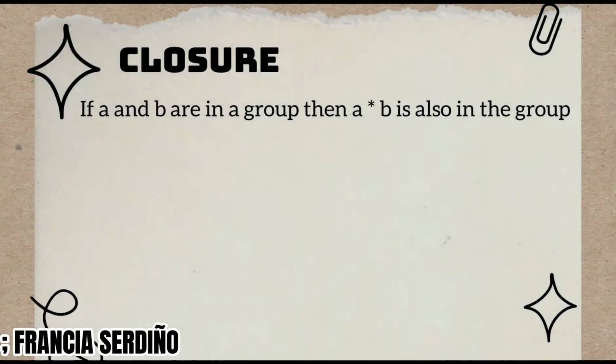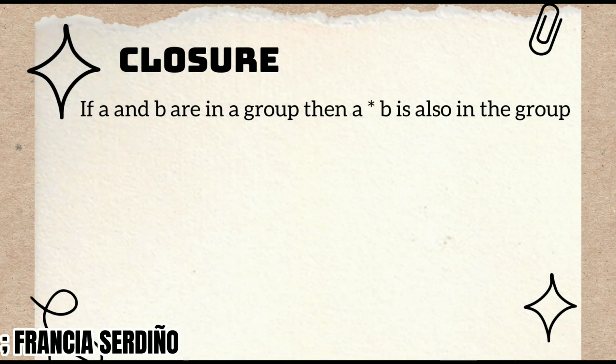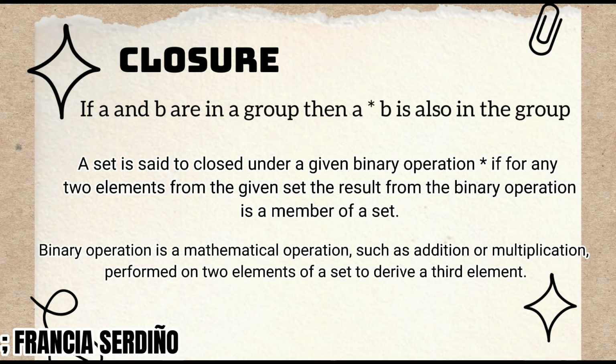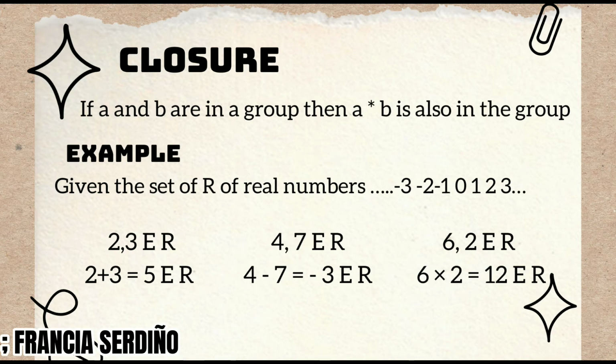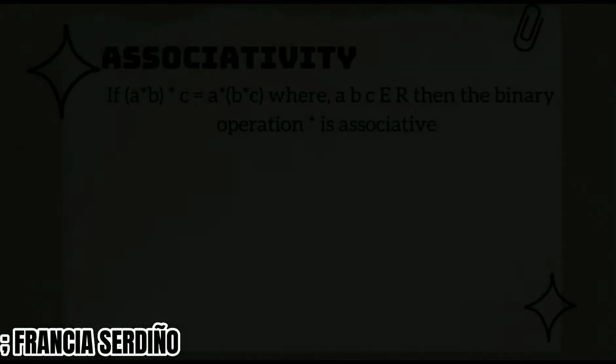Closure. If A and B are in a group, then A star B is also in the group. A set is said to be closed under a given binary operation star if for any two elements from the given set, the result from the binary operation is a member of the set. For example, the set of real numbers is closed under addition, subtraction, and multiplication.